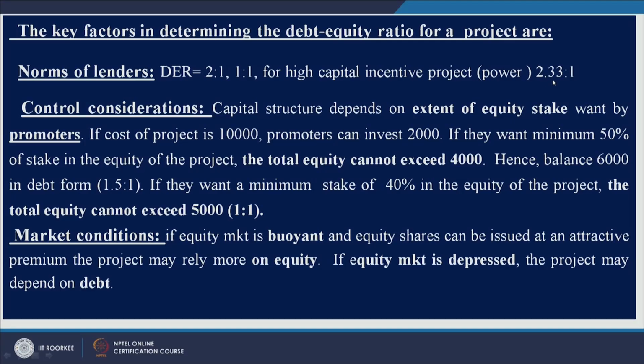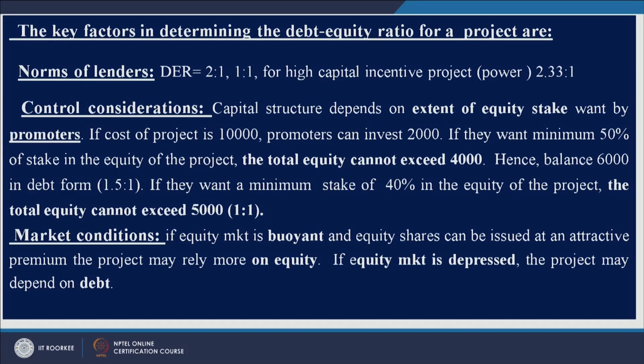If you look at control consideration as a criterion to decide the debt to equity ratio, then it depends on how much control the promoters want, and that would decide the debt equity ratio. So, let us say there is a project, cost of project is let us say 10,000 and promoters can invest 2,000, right, and the promoters have decided that they want minimum 50% stake in equity of the project, right.